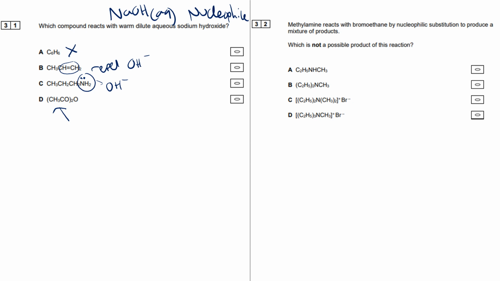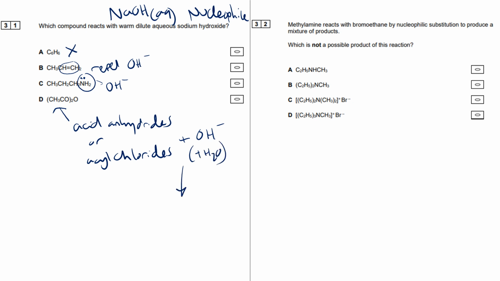This compound here, ethanoic anhydride, acid anhydrides react in the same way as acyl chlorides. They will react with nucleophiles. They usually undergo nucleophilic addition elimination. So they will react with hydroxides just like they react with water. And so you're going to form a carboxylic acid. So hydroxides and acid anhydrides, not technically on specification, but you know that hydroxide is a nucleophile. You know that these undergo reactions with nucleophiles. So D is the correct answer here.